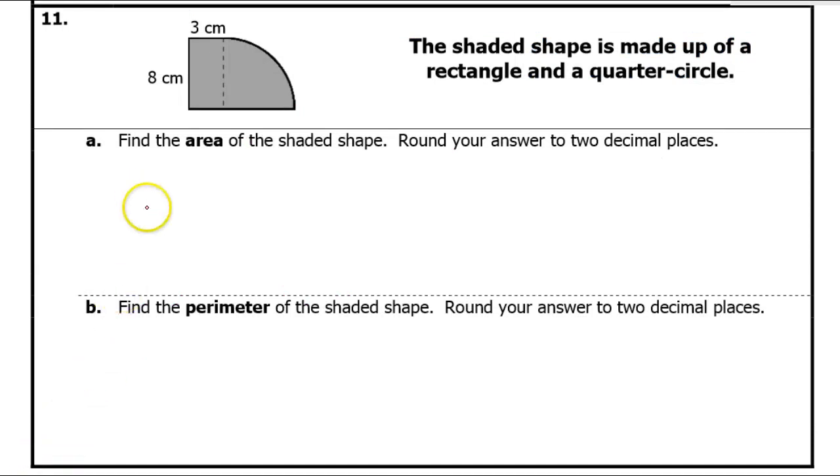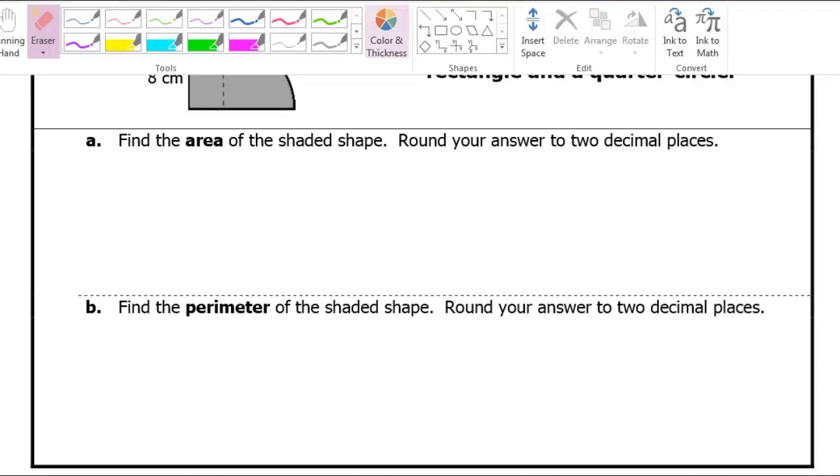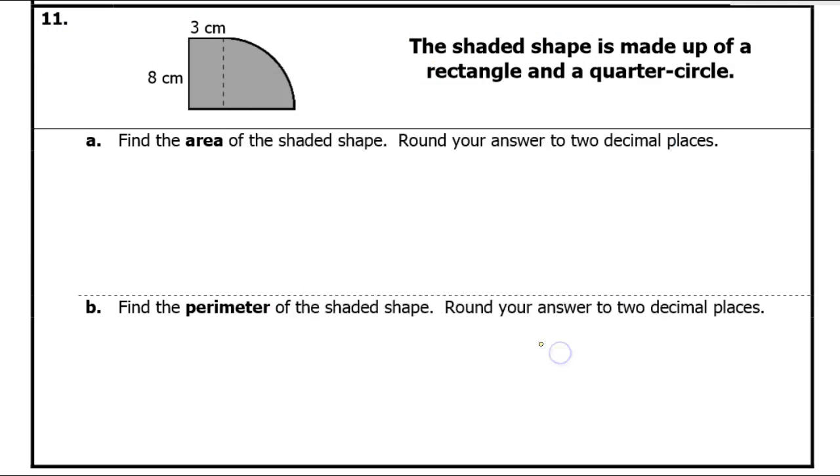Okay, last problem. We need to find the area of this strange shape. It's made up of a rectangle and a quarter of a circle. So look, the rectangle, I'm going to call that shape number 1. You can barely see that. Let me pick a better color for this job. Like yellow. There we go. So shape 1 is the rectangle. Shape 2 will be the quarter circle.